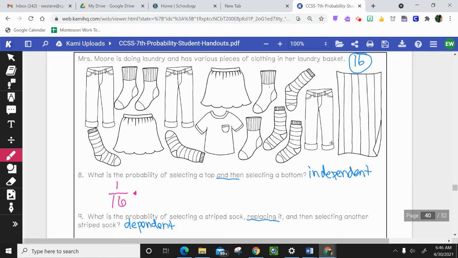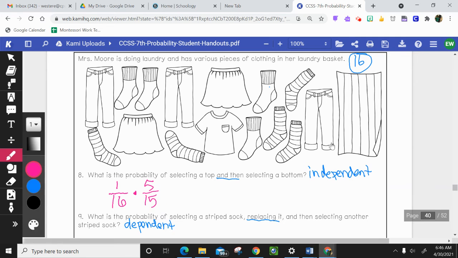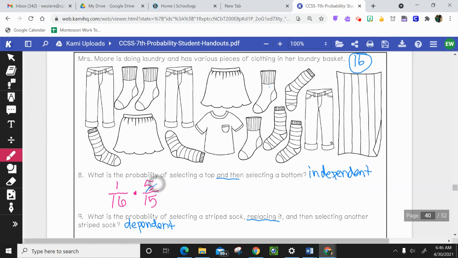Alright, so selecting a bottom, not just this pair of slacks. Ms. West really needs to learn how to count. 1, 2, 3, 4, 5. 5 out of 15. Okay, and we need to reduce that before we multiply. So 5 out of 15 is 1/3. Let's multiply that across. 1 times 1 is 1. 3 times 14 is 42. So it's a 1 in 42 chance that she selects the top and then selects the bottom.